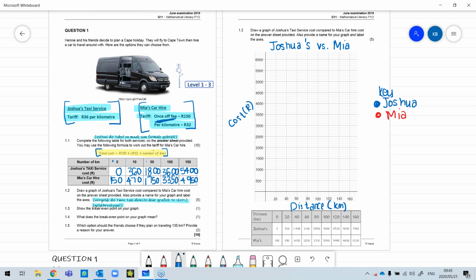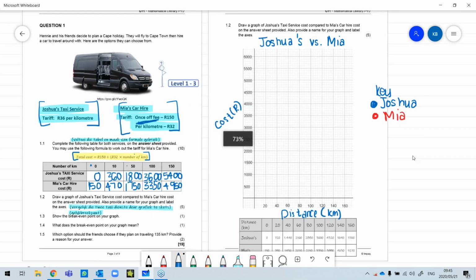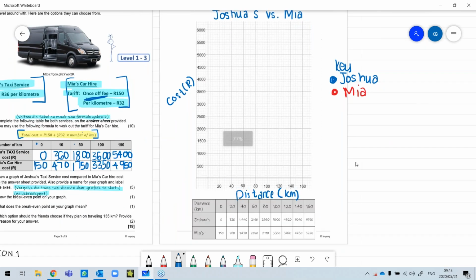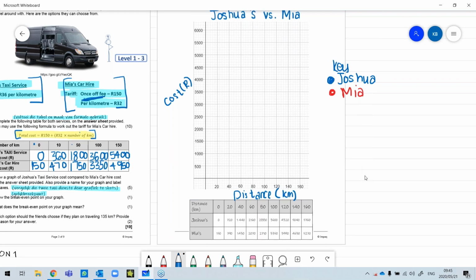Now, please have a look here at the bottom of our graph. Just to save us some time, I already went beforehand and calculated the cost for each distance. All right, I'm going to just make it a little bit larger so that you guys can see. So first of all, let's draw Joshua's information into a line graph.